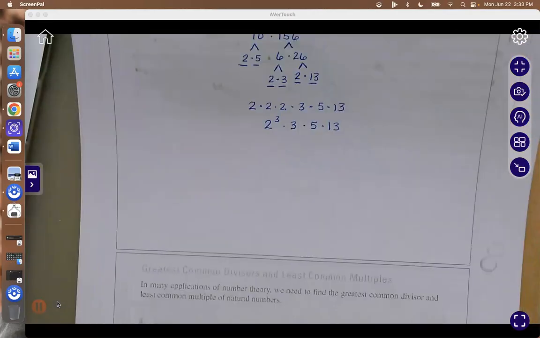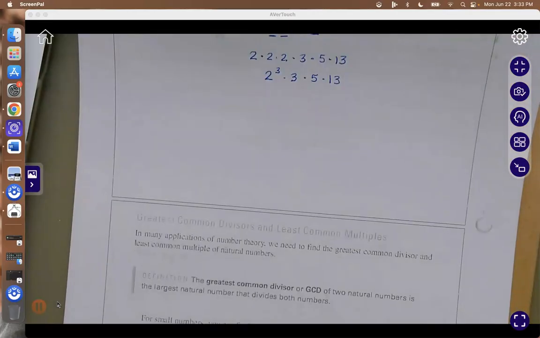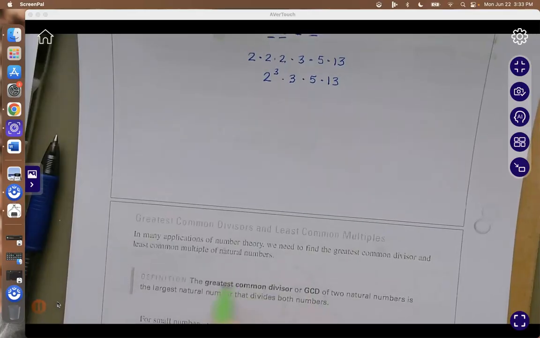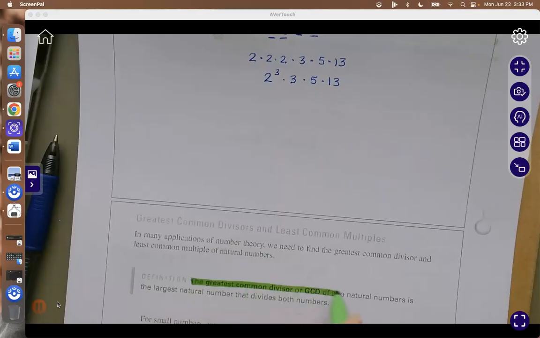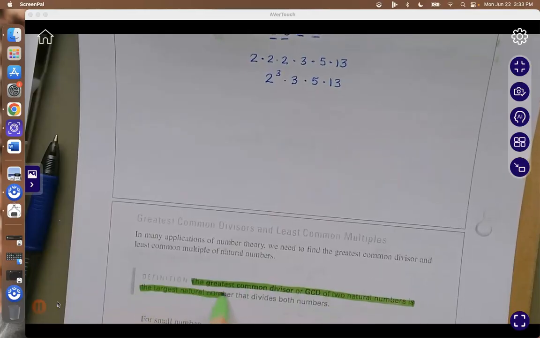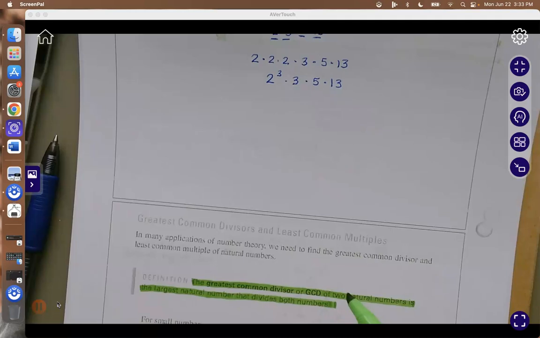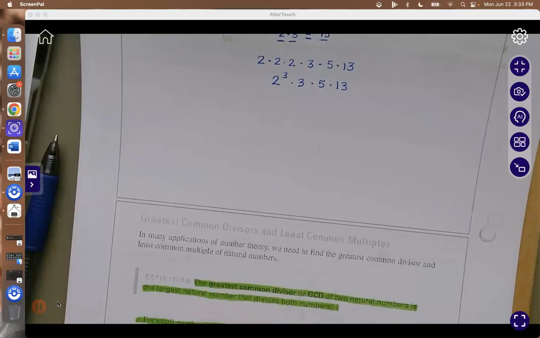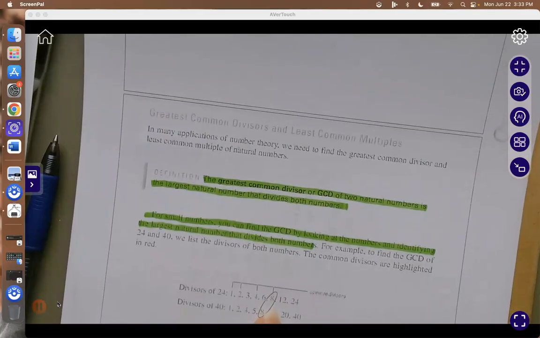Alright, so for today's lesson, greatest common divisors and least common multiples, or GCDs and LCMs. So, today we're looking at the greatest common divisor of two natural numbers, which is the largest natural number that divides both numbers. For small numbers, you can find the GCD by looking at the numbers and identifying the largest number that divides into both numbers. So let's look at this for example.